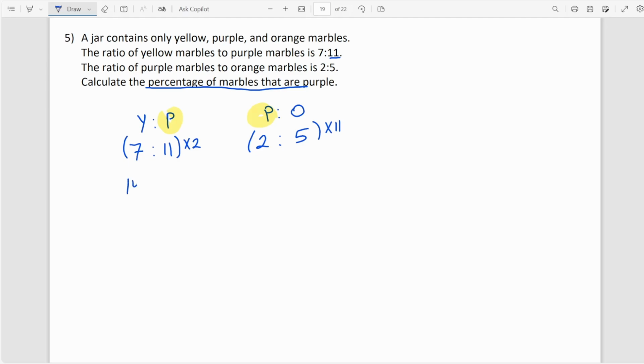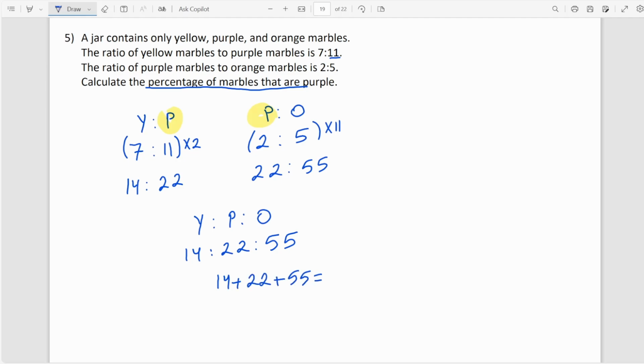This will give us 14 and 22, and this will give us 22 and 55. So now if I go ahead and combine those three-way ratios, I will get 14, 22, and 55. Now, to find the percentage of marbles that are purple, I will divide the 22 parts by the total number of parts. Let's firstly find the total number of parts.